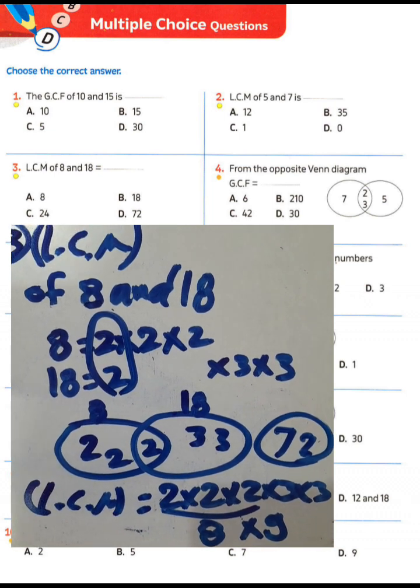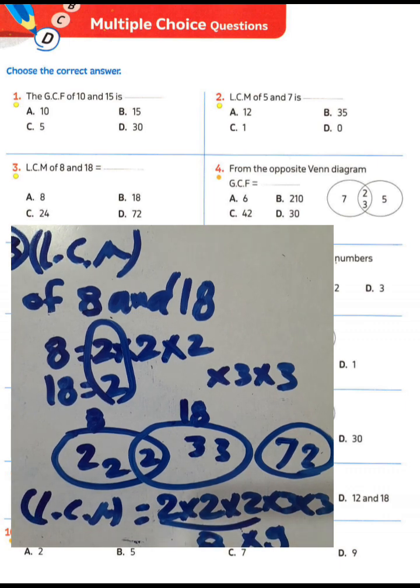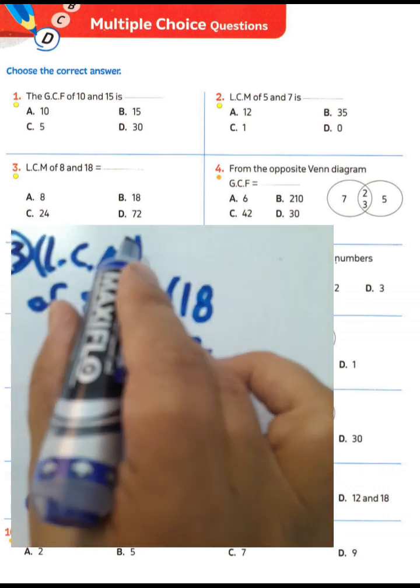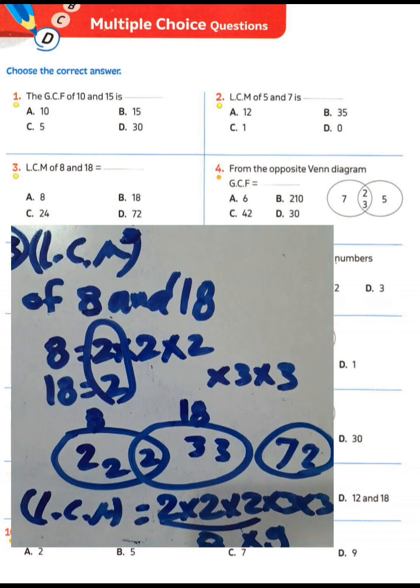Choose letter D. The result will be 72. Okay, choose letter D. 72.